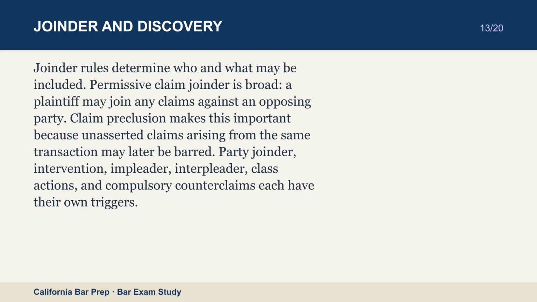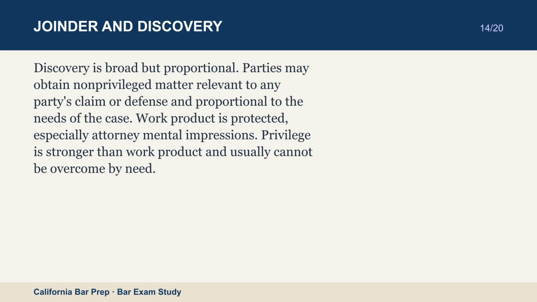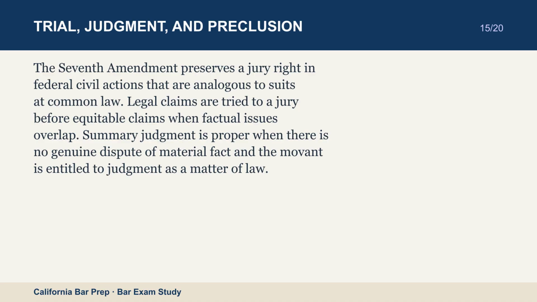Discovery is broad but proportional. Parties may obtain non-privileged matter relevant to any party's claim or defense and proportional to the needs of the case. Work product is protected, especially attorney mental impressions. Privilege is stronger than work product and usually cannot be overcome by need. The Seventh Amendment preserves a jury right in federal civil actions that are analogous to suits at common law. Legal claims are tried to a jury before equitable claims when factual issues overlap. Summary judgment is proper when there is no genuine dispute of material fact and the movant is entitled to judgment as a matter of law.